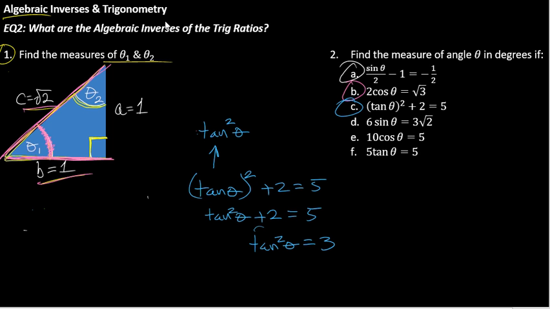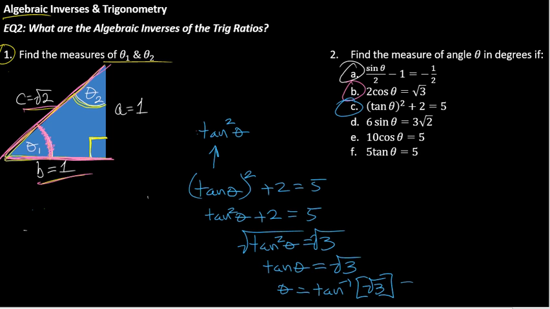Now, we need to do 2 things. We need to get rid of the tangent, and we need to get rid of the exponent. It's being squared, so we need to do the inverse of squaring, which is taking the square root. What I do to one side, I do to the other. So I've got tangent theta equals square root of 3, and theta, therefore, equals the arctangent of the square root of 3, which is 60 degrees.